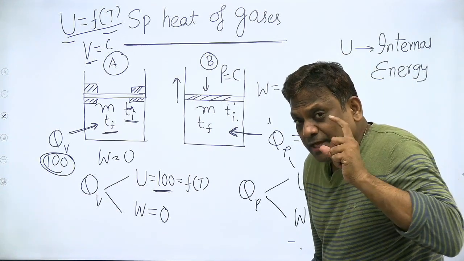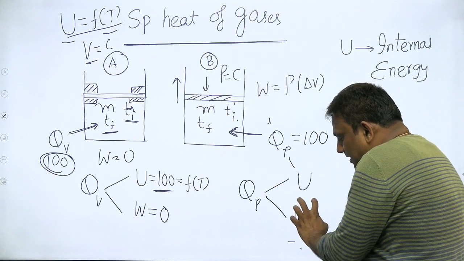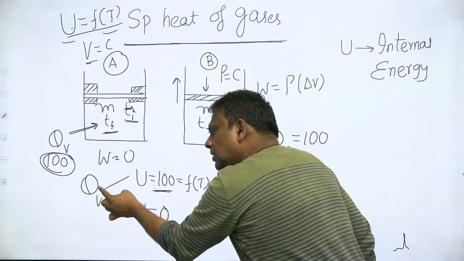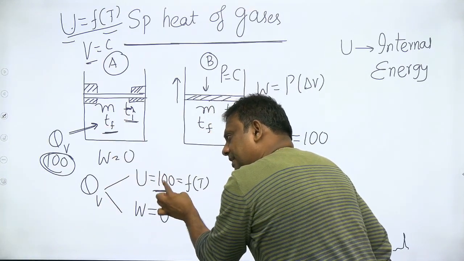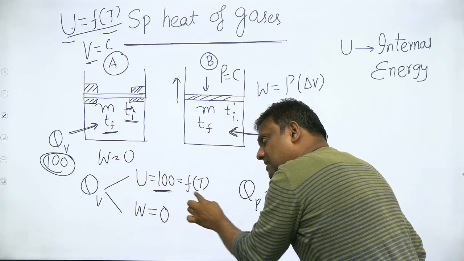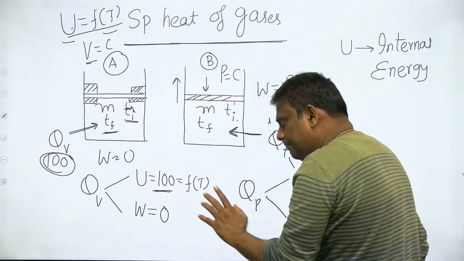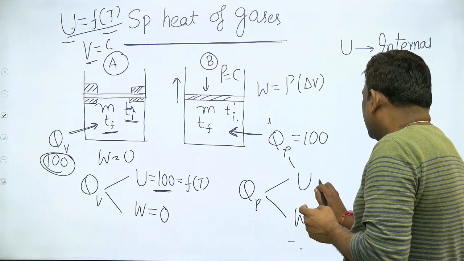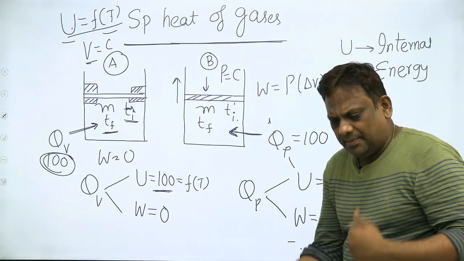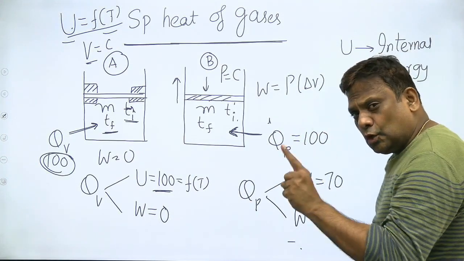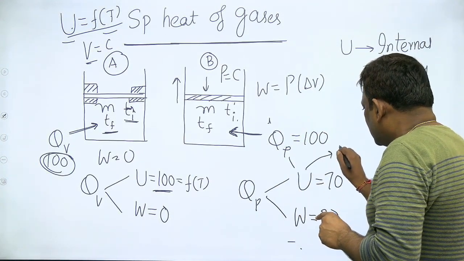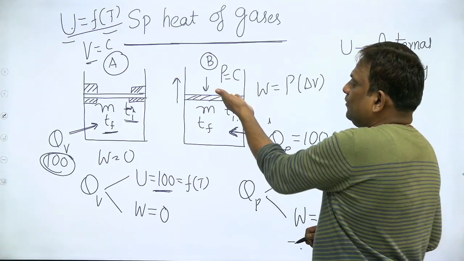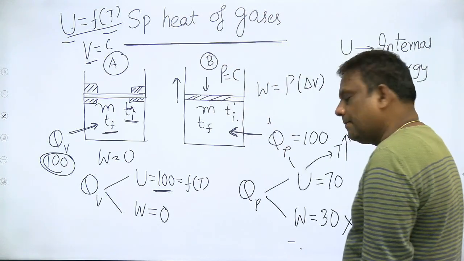Let us assume, please note down that this is not resulting, because internal energy is the function of temperature. So here all this whatever you are supplying, it is going to the internal energy. So therefore the temperature is increasing. But here let us assume that the work is 30 and the internal energy is, just an example, okay, 70. Please note down that this is responsible for the increase in temperature and this is not responsible. This is responsible for raising the piston and displacing atmospheric air.